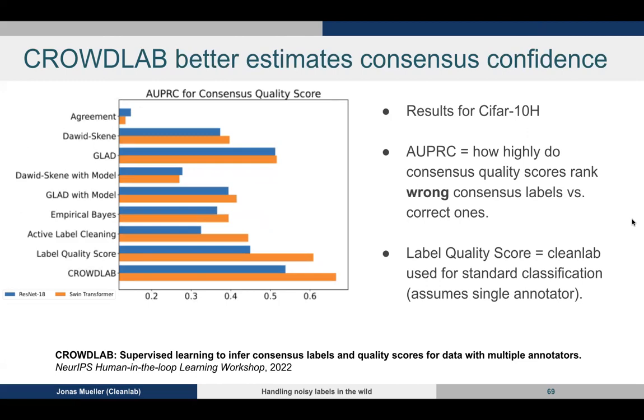And we find basically that if we measure the alignment between the rankings according to the quality scores and the 0-1 ground truth, was the consensus label correct or not? Those two things align much better when the quality scores are coming from this approach I just outlined versus a ton of other methods.